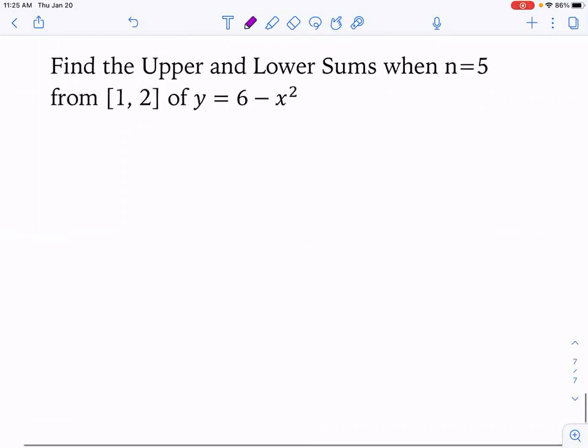Okay, we're going to find the upper and lower sums when n equals 5 from 1 to 2 of y equals 6 minus x squared. If we have time, of course.